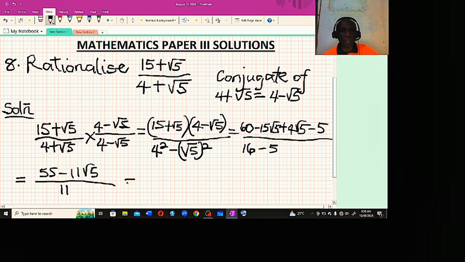We move ahead. The common factor of 55 and 11 is going to be 11 itself. So we factor out 11, and then what do we have here? 5 take away root 5. So we've just factored out the common term, which is 11. And then down here, 11. So the 11 down here will cancel the 11 up here, and our answer simply becomes 5 minus root 5.